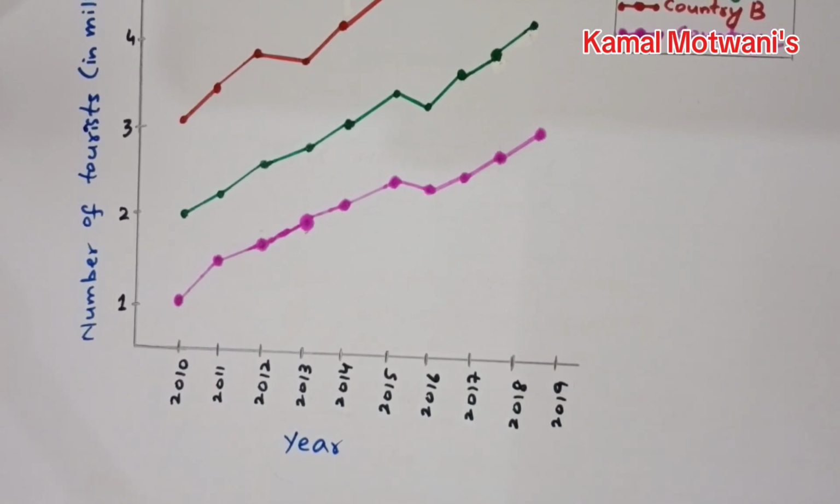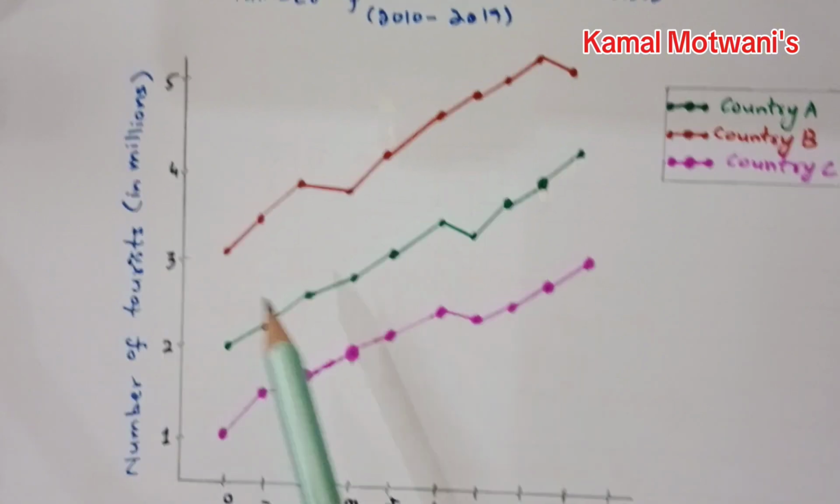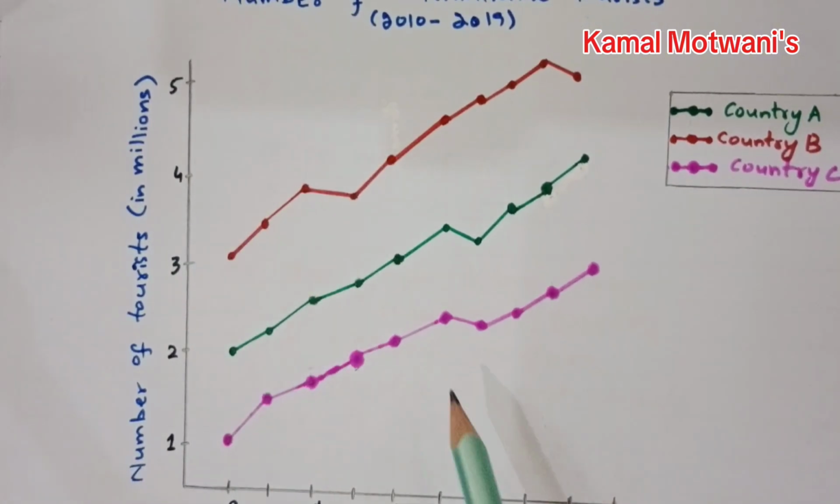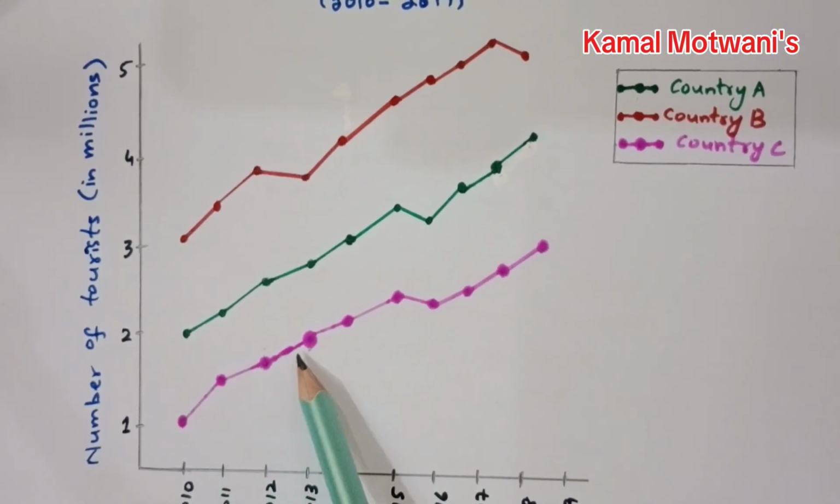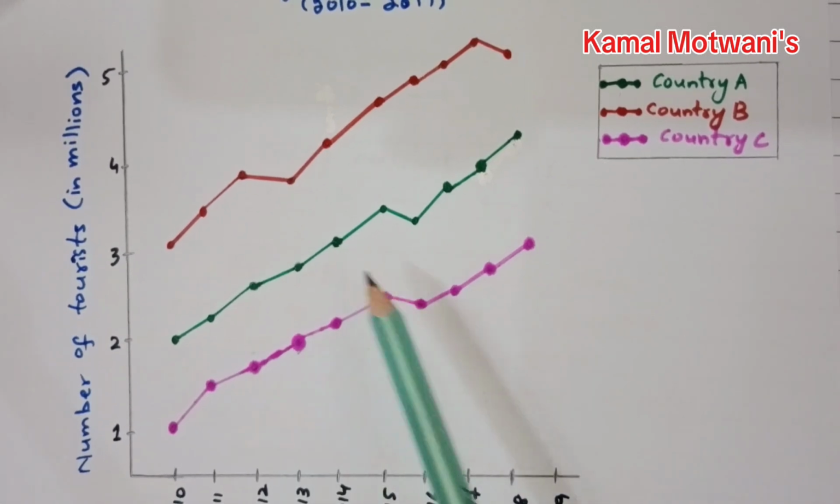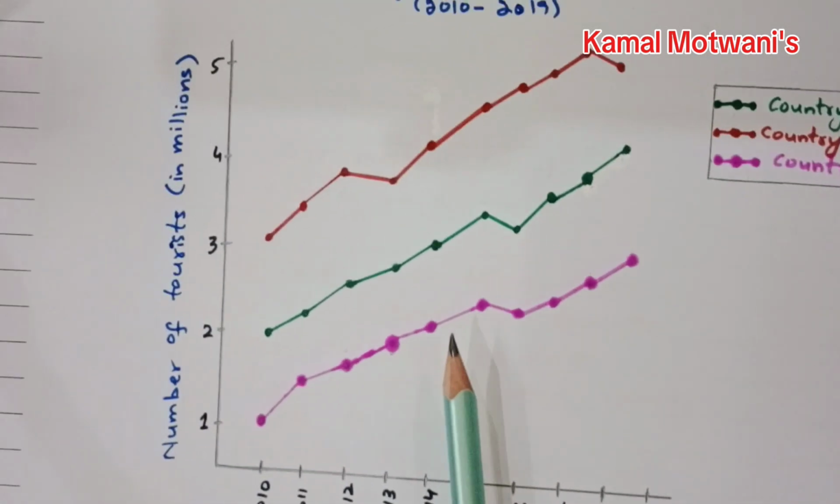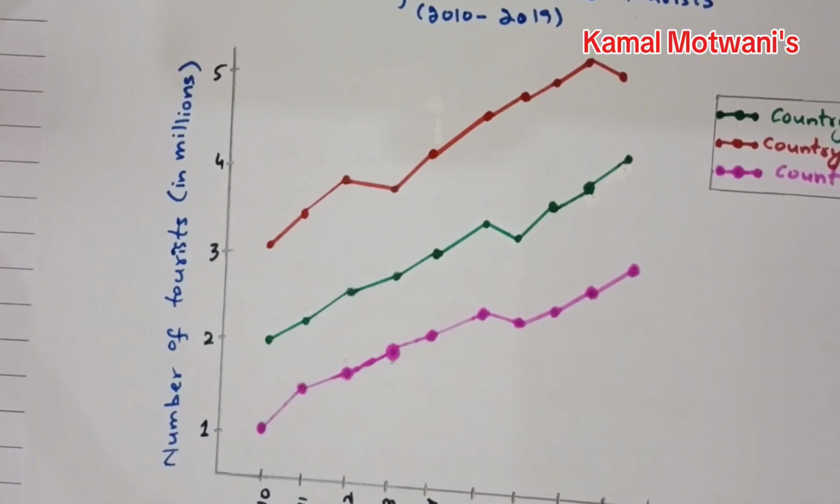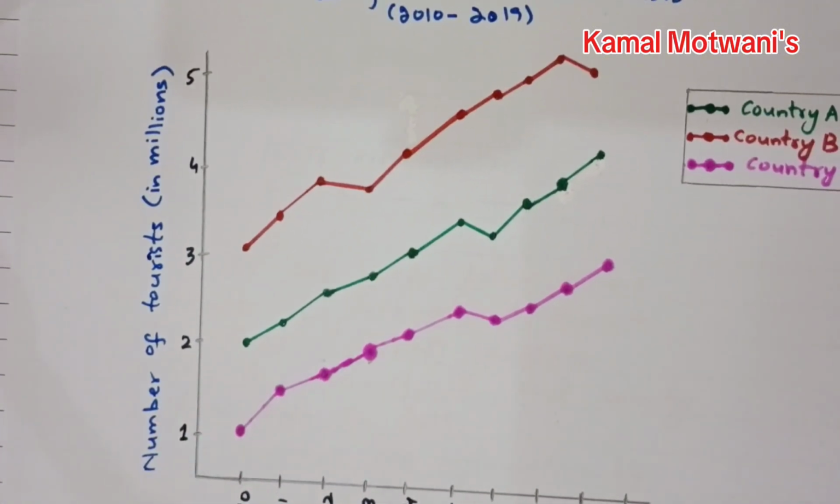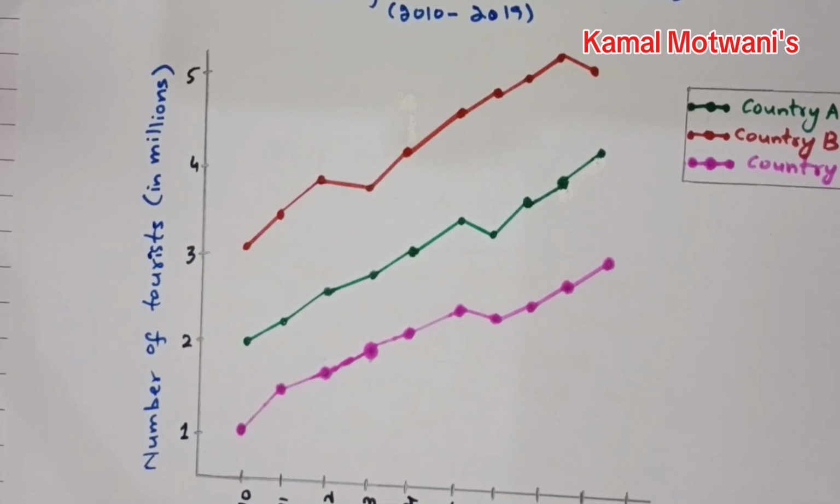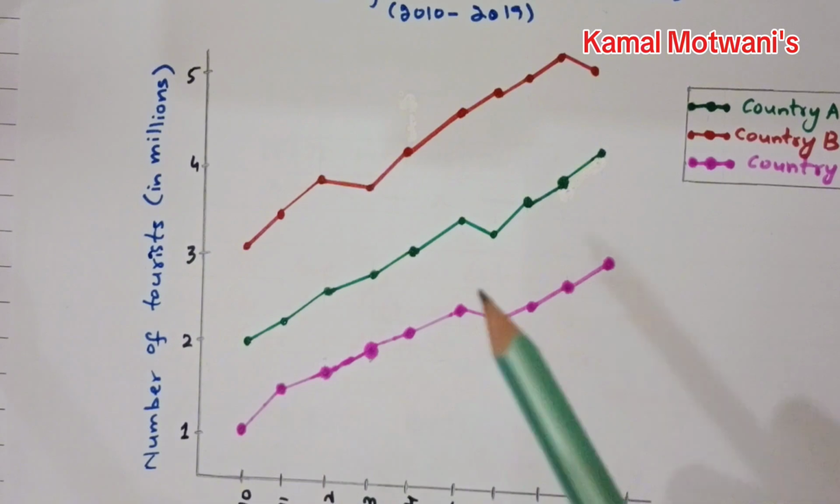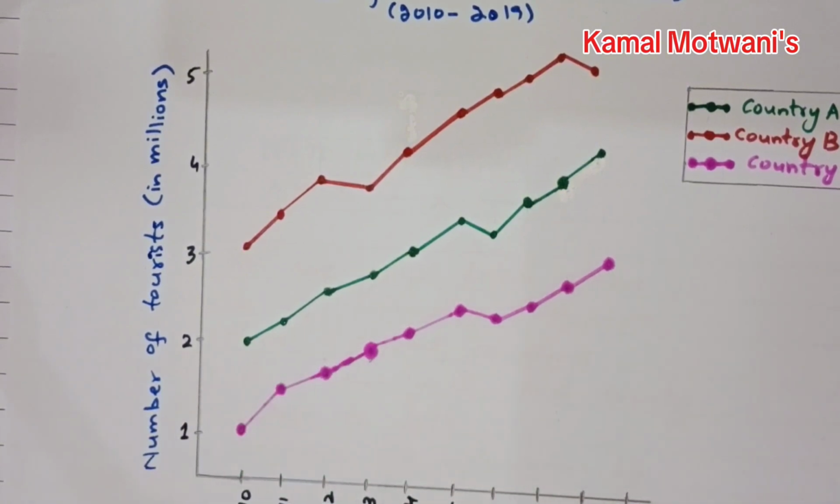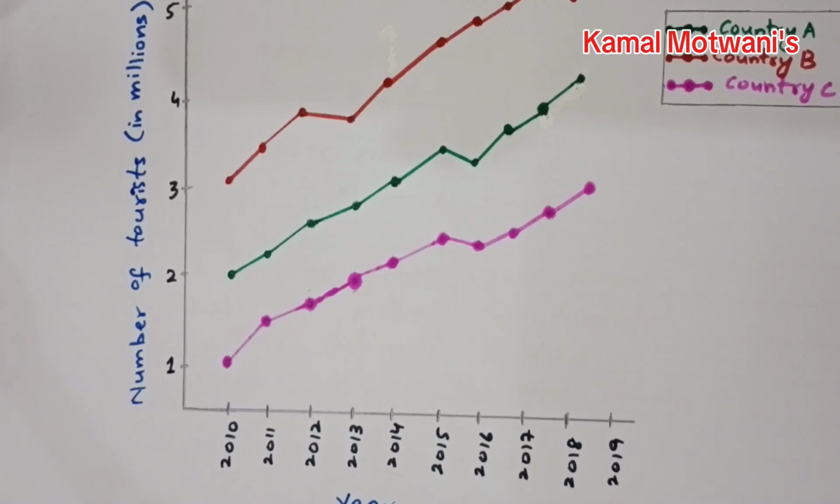On the y-axis these are dependent variables. Now you can see sometimes the trend will go up, sometimes go down. So on the y-axis the number of tourists in millions is given. Now these can vary. When we interpret this graph, I will tell you how the number of tourists has varied from year to year. So I think the basic concept is clear to you.